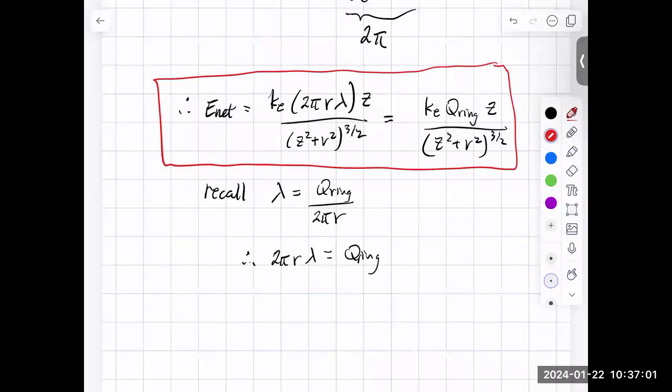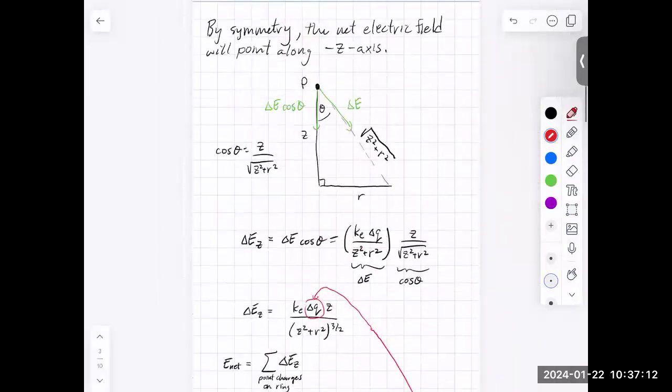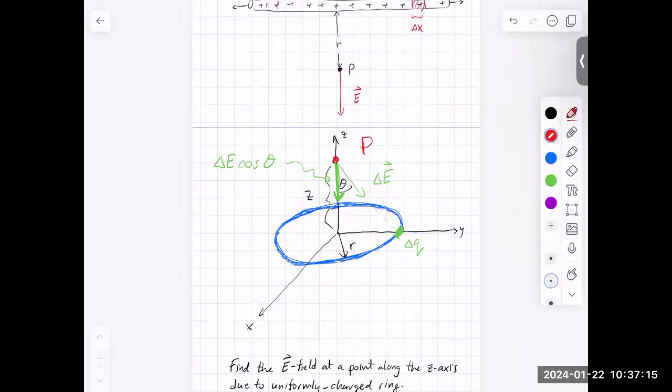Okay, so I'm not going to write this down, but let's just think about this. What would happen if we made z really, really big? So I'm going to take my point P and I'm going to move it further and further away from the ring, so that when I look at the ring, it looks like a tiny little circle, or in fact, it looks like a point charge right at the origin of our coordinate system. In that case, we would want the electric field at point P, very far away, to look exactly like what we would expect for a point charge.